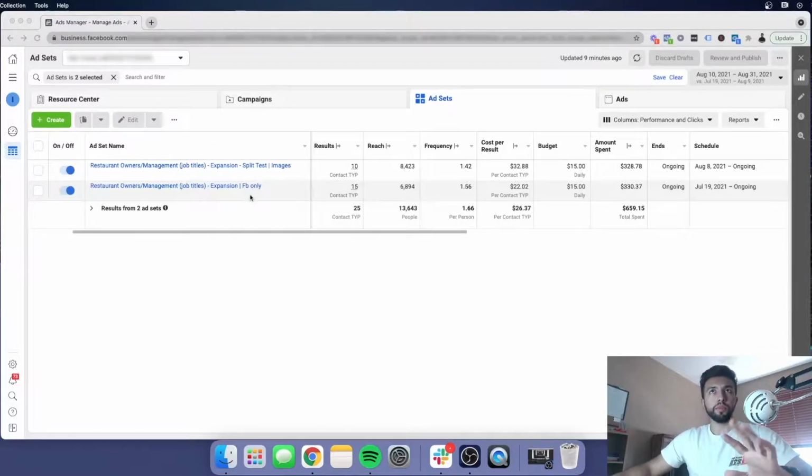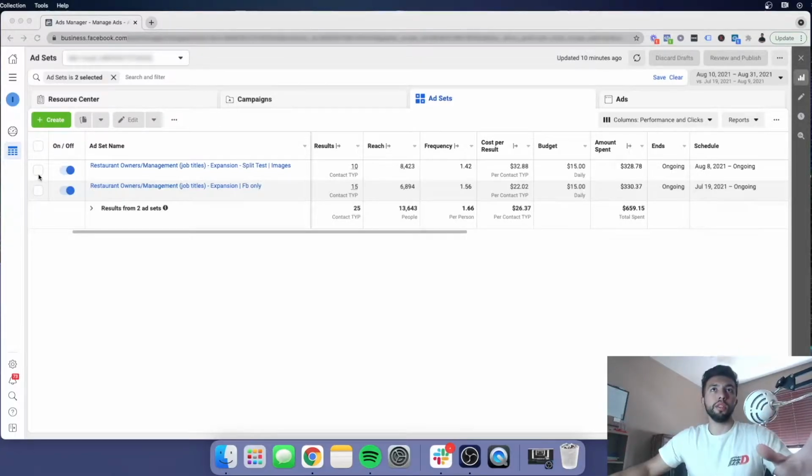Now before I get started, I just wanted to explain that this is actually my first time running this type of strategy, and I don't expect it to work for all accounts, all lead gen clients, but it's definitely a good way to test. I just wanted to share how I went about it, and the results. So with that being said, let me get started with the first campaign, split testing images.